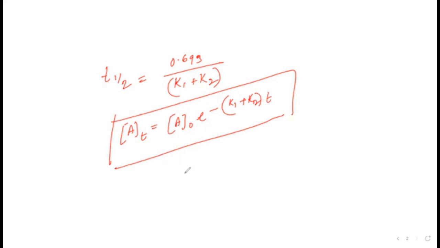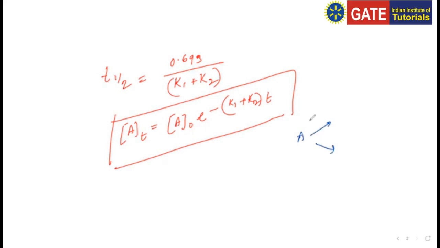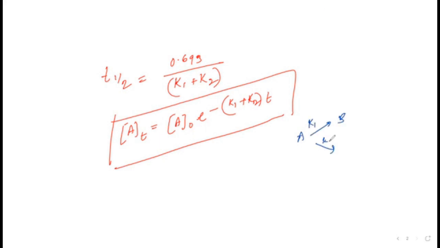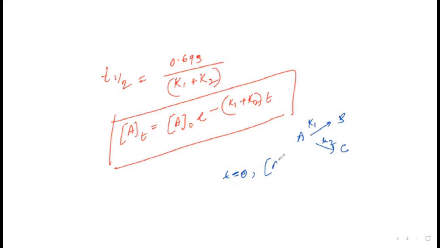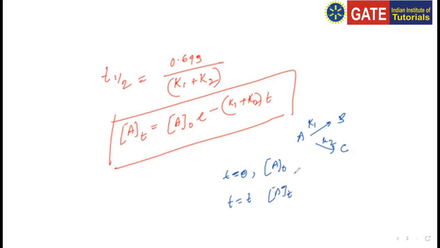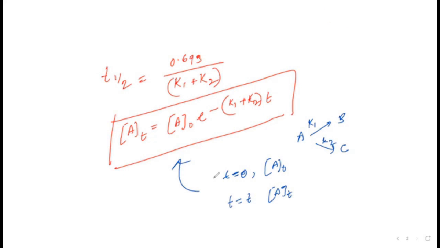Considering why it is happening, this is the way we are considering the same thing. A is becoming B with K1 and C with K2. At time t is equal to 0, the concentration is A0. At time t it will be At. Earlier in the first order case, At is equal to A0 into e to the power minus kt. Here k is nothing but k1 plus k2. This is the difference.